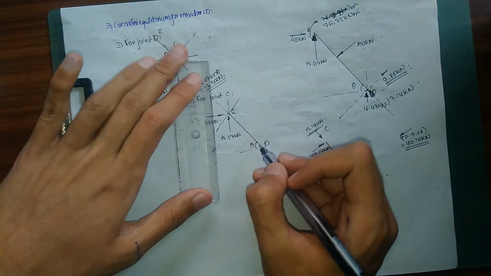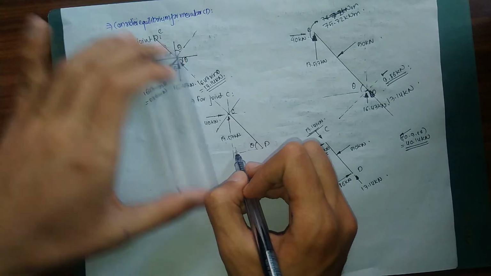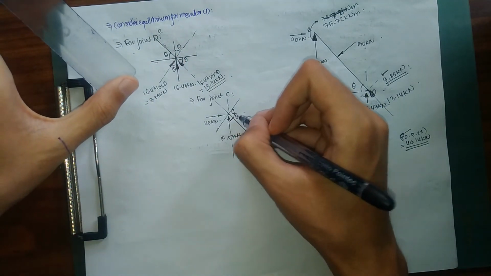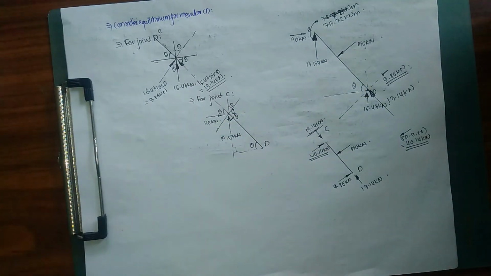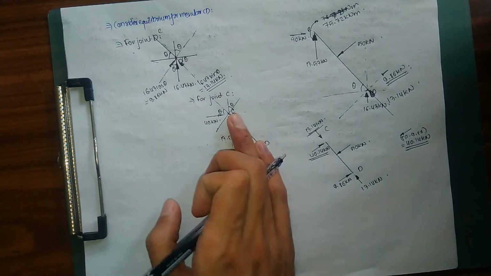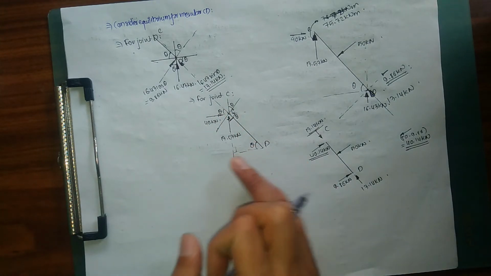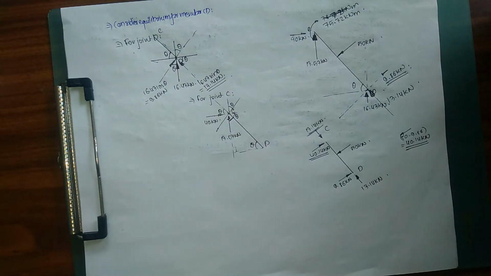So this is going to be theta. If this is theta, this is 90, and this is 90 minus theta. If this is 90 minus theta, this is going to be theta. So as you can see, we can find an angle this way for my joint C as well: theta, 90 minus theta, 90 minus theta, 90 minus theta, since this occurs alternately.